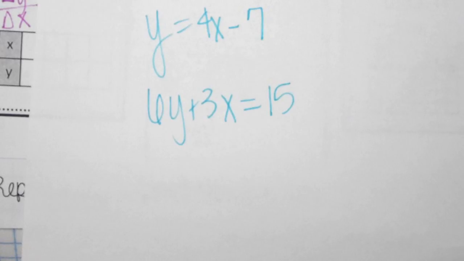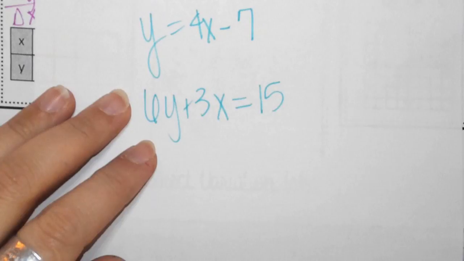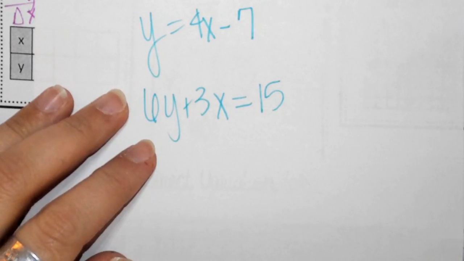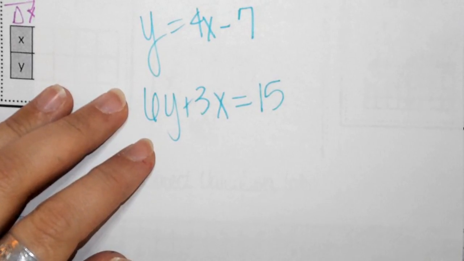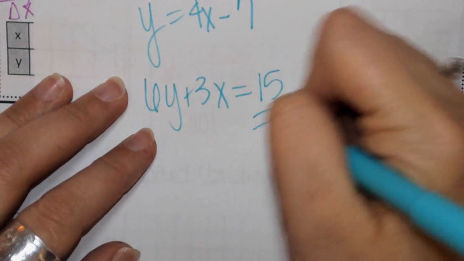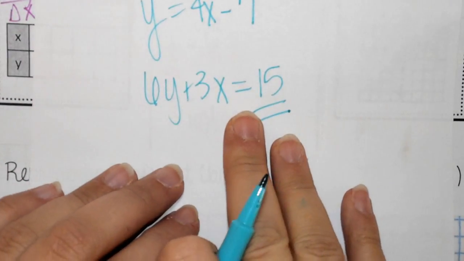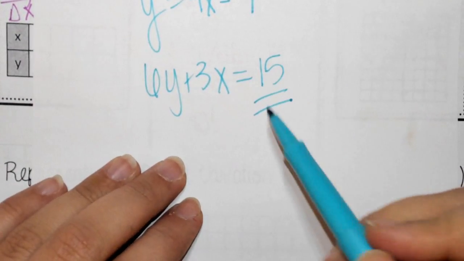Somebody said no. Why do you say no? Jackson? Because it equals 15 and it needs to equal 0. Yeah, fantastic. It's equal to 15 and it needs to equal 0. Take a point.